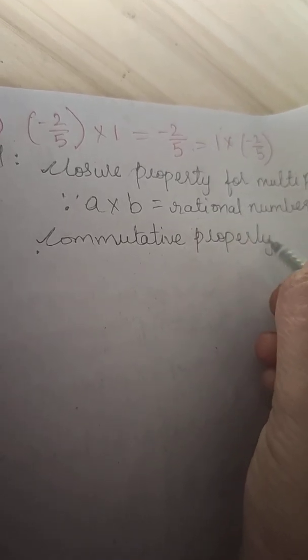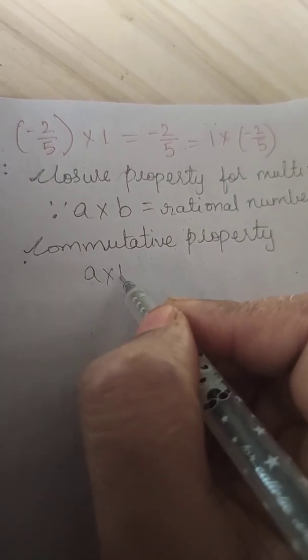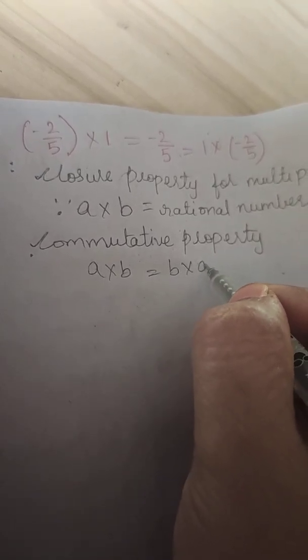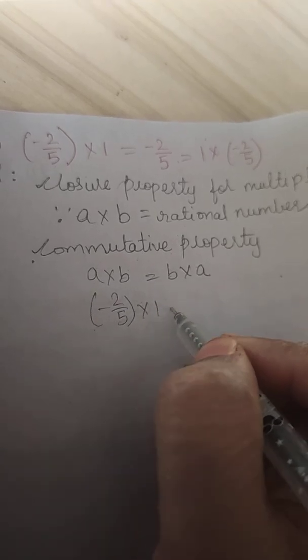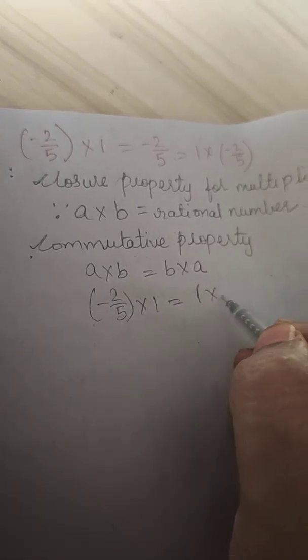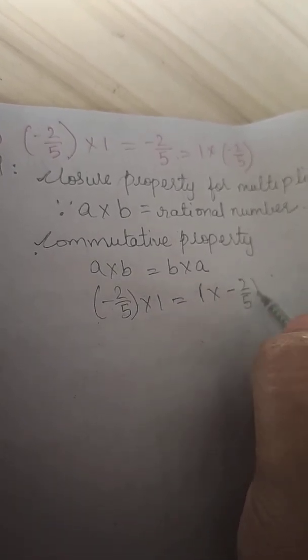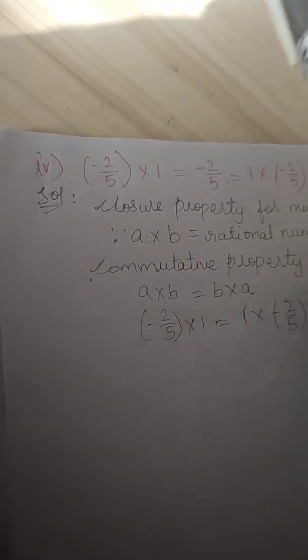Okay, what is commutative property? A into b is equal to b into a. Okay, here both the properties are also satisfied. Okay, next we will see the fifth one now.